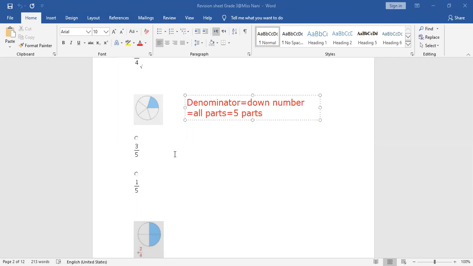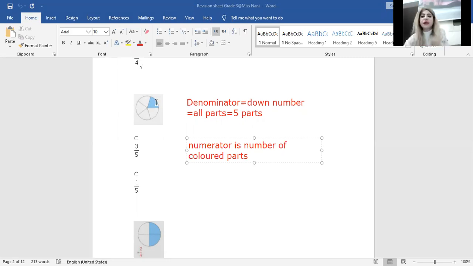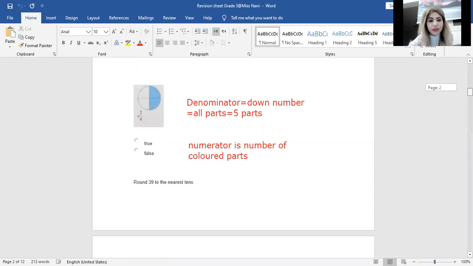What do I have in my numerator? Numerator is the number of colored parts. So my lovely girls, how many colored parts do I have? Here I have 1. How many in all? 5. So the answer here, my lovely girls, is 1 out of 5. And here I have 2 out of 4.